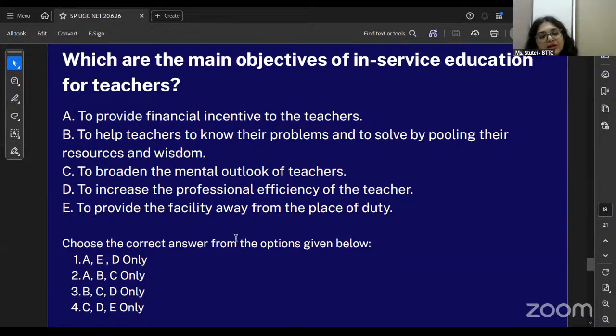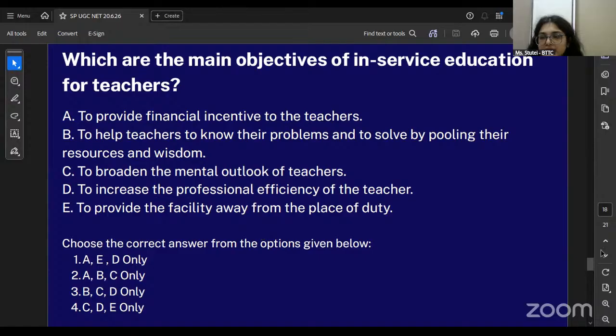And the last is to provide the facility away from the place of duty. Now, this is a very obvious thing that this is not the right option. So then I had made a mental note earlier that option number A is not making sense. Option number E clearly is not making sense, and options B, C, D, these three are definitely making sense. Then I saw that in my options list, option B, C, D only is there. So I definitely chose option number 3, B, C, D only.